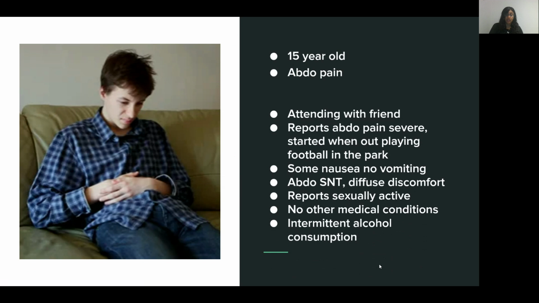Do you have any questions, suggestions, thoughts? Any other examinations you think it would be important to do, aside from just looking at his tummy? There's a chart for ultrasound. Ultrasound of the abdomen could be helpful, but what are you looking for?